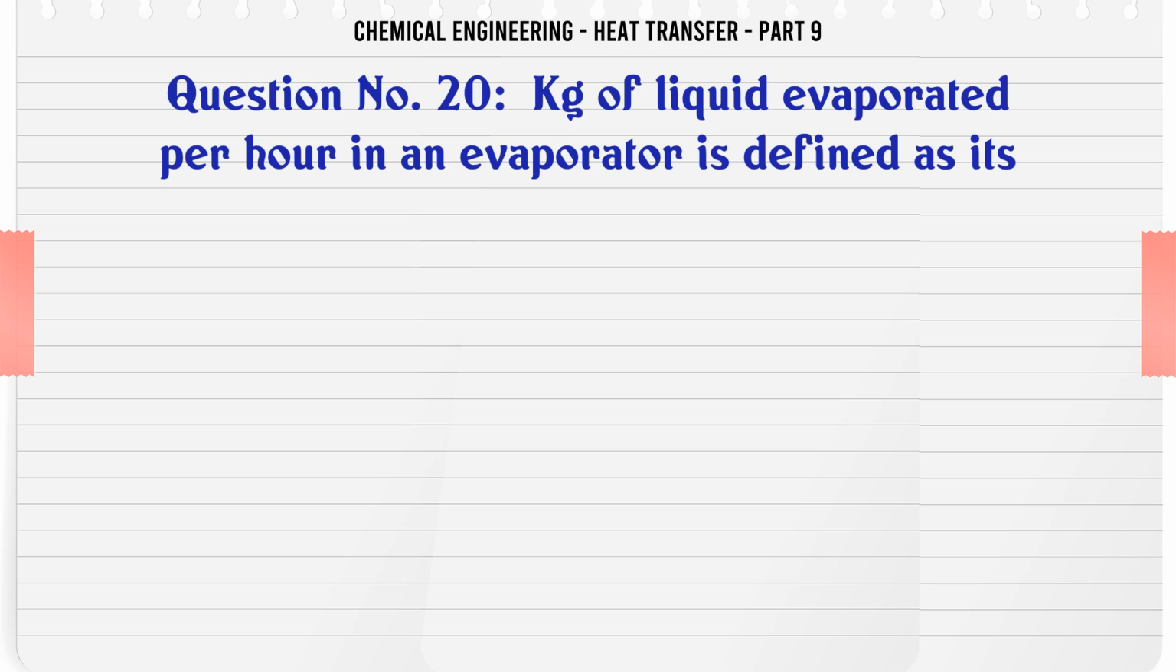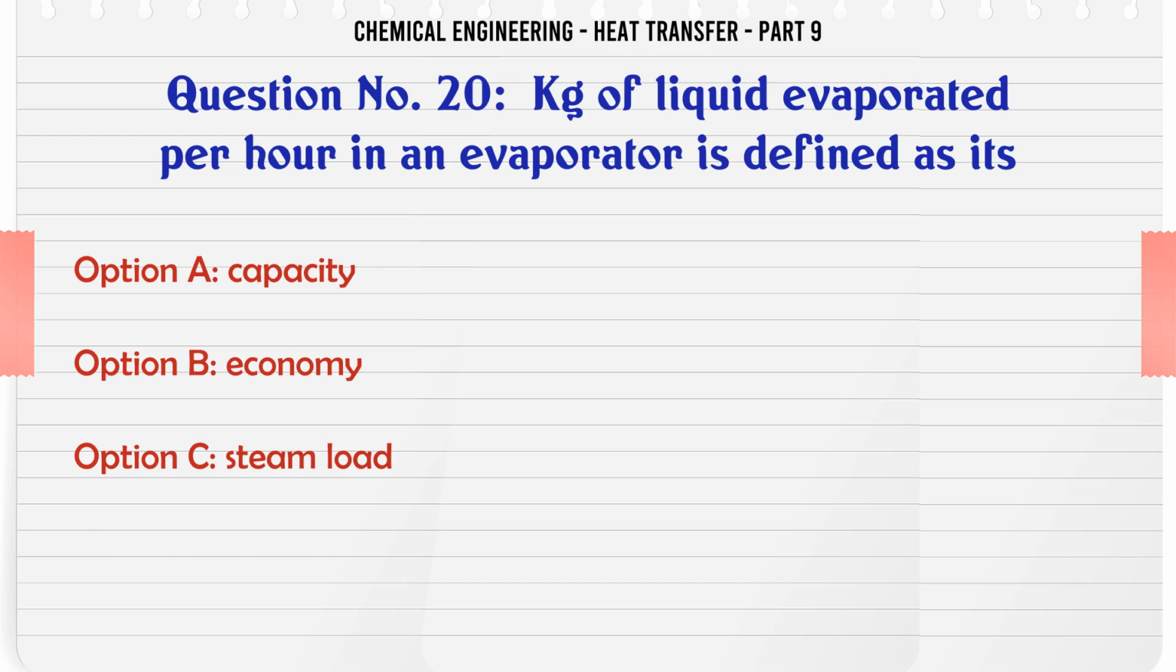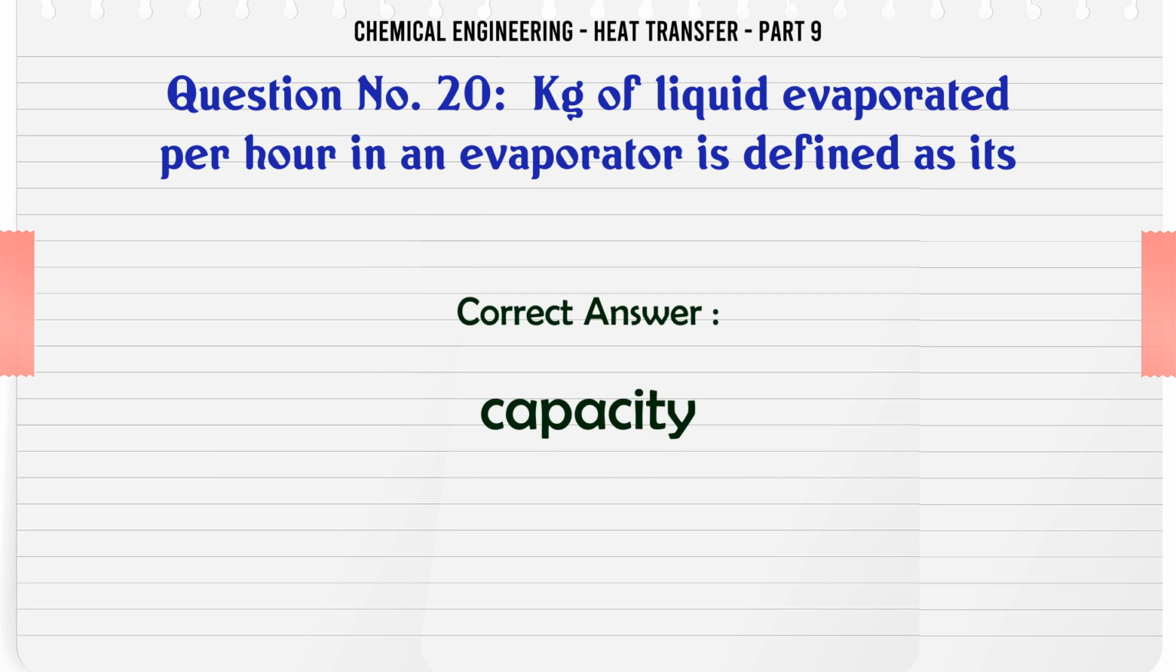Kg of liquid evaporated per hour in an evaporator is defined as its A. Capacity. B. Economy. C. Steam load. D. None of these. The correct answer is capacity.